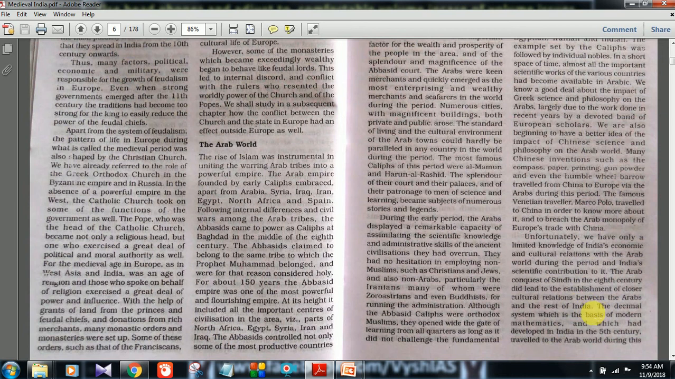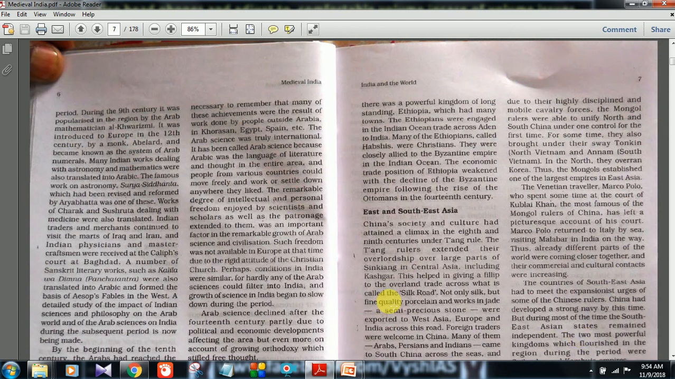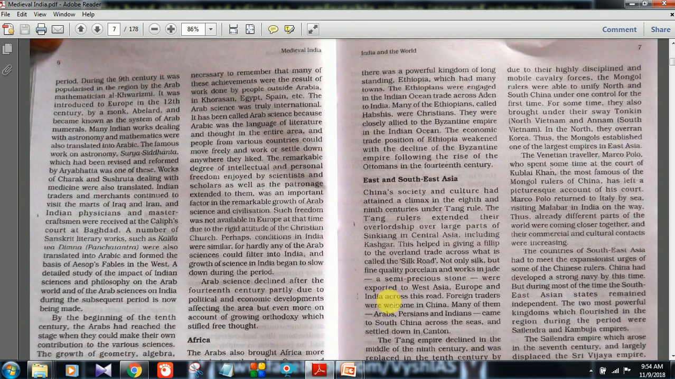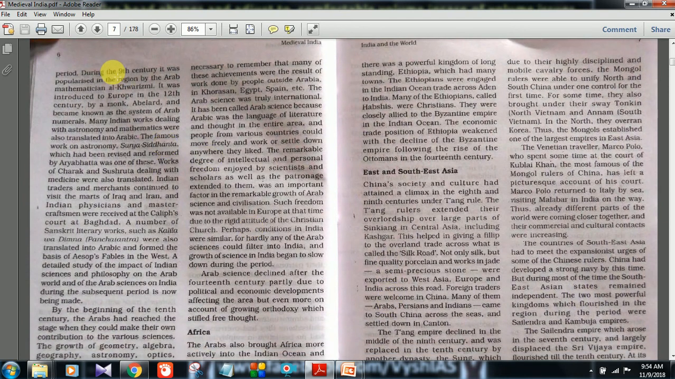The decimal system, which is the basis of modern mathematics and which had developed in India in the 5th century, traveled to Arabia during this period. Around the 8th century, that is when this decimal system, which started in India in the 5th century, went there. During the 9th century, it was popularized by the Arab mathematician Al-Khwarizmi, one Arab mathematician, not important. It was introduced to Europe in the 12th century by a monk, Abelard, and became known as the system of Arab numerals. So the Arab numerals are important, but the personalities' names and all are not required.